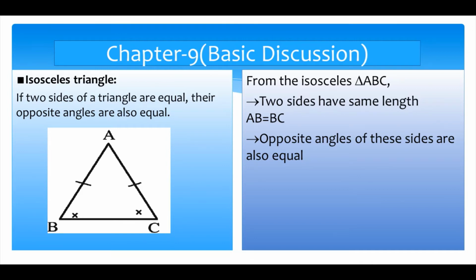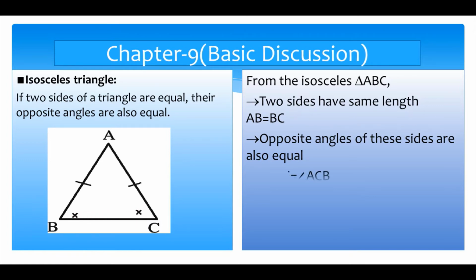AB, the opposite angle is angle C. Again I am saying, you can see AC, the opposite angle is angle B. You can see the cross mark. And AB, the opposite angle is angle C. You can see the cross mark. These two angles are equal.